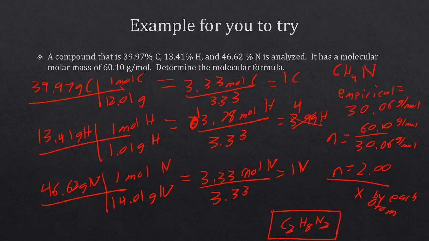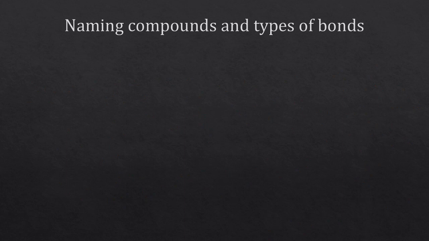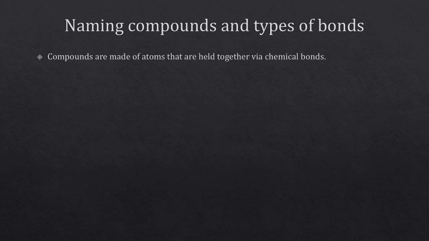So where we're going to go from now is we're going to talk about naming compounds a bit and types of bonds. For this video, I'm going to limit it to just talking about the types of bonds and mostly ionic bonds. And then in the future, we're going to go into actually how to name these things. The reason why we're talking about these together is that the type of bond determines how you name stuff.